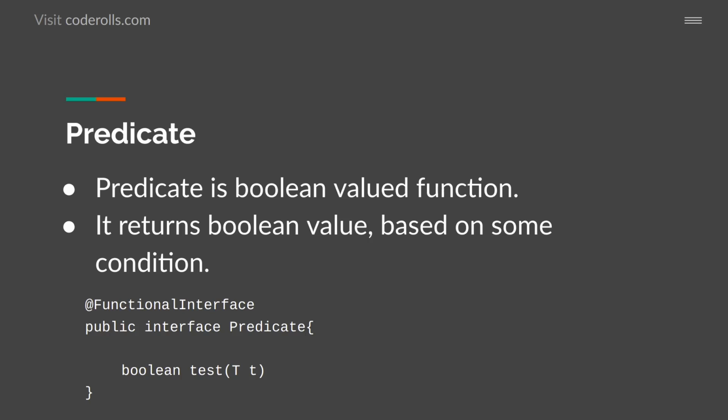Since predicate is a predefined functional interface, it should have only one abstract method, right? And it is the test method. It will accept a parameter of type T and it will always return a boolean value. So we will see a simple example for predicate so that we will understand it better.